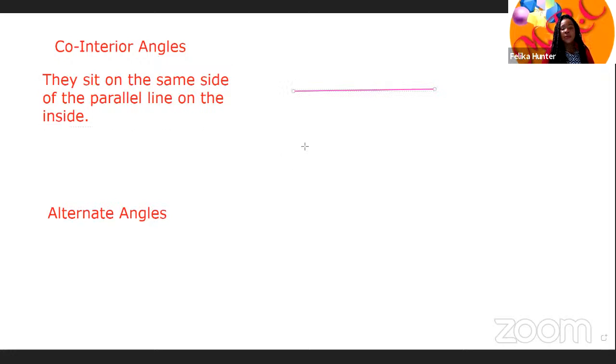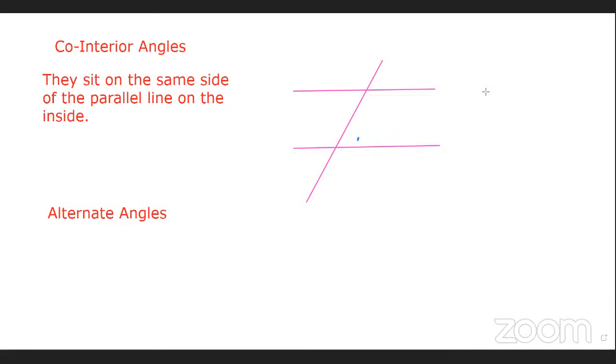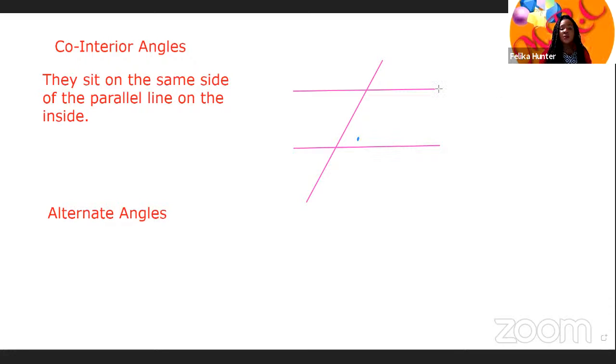One line, two lines, transversal. Can anybody highlight what the in between would be? It's between those. So this is what's in between. Highlight the parts, the angles that would be in between the two parallel lines.